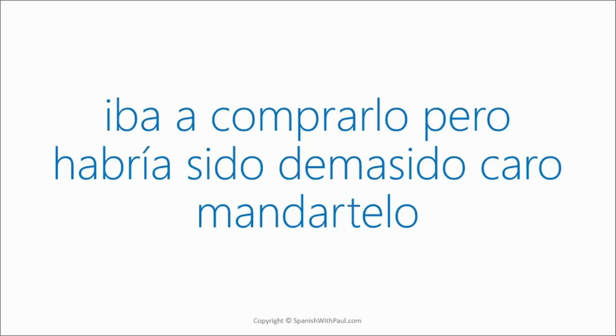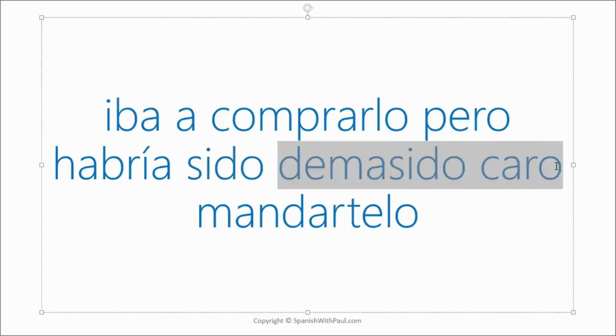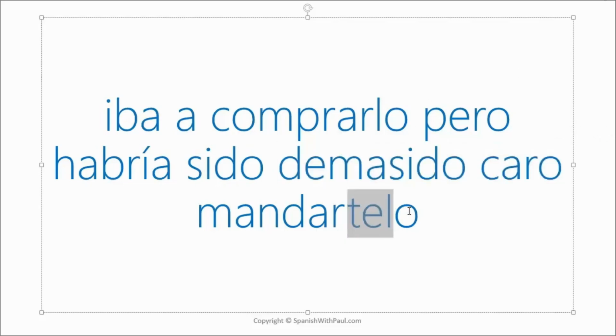Let's break it down. We have I was going to buy it. We have a handle for that. Iba. I was going to. So I was going to buy it. Iba a comprarlo. But it would have been too expensive. If you want to say it's expensive, it would simply be es caro, right, in the present tense. So we fall down the line staying in ser. So it would have been habría sido too expensive, demasiado caro. To send it to you. This is the it to you, te lo.